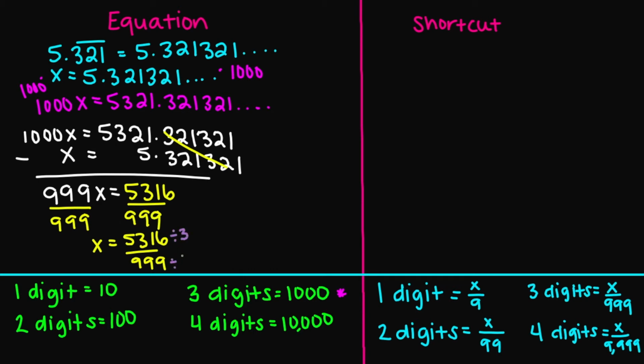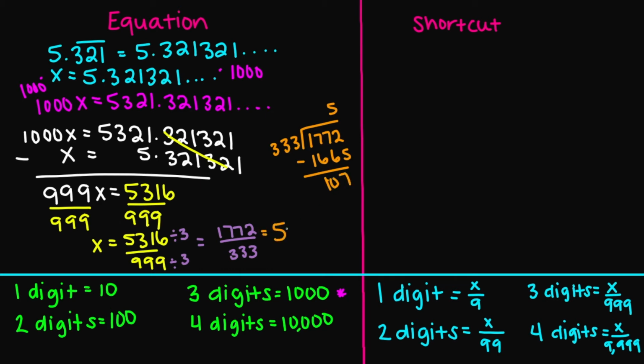So let's go ahead and simplify. So your numerator, you're going to get 1772. And then your denominator, you're going to get 333. So let's go ahead and just convert this really quickly into a mixed number. 333 goes into 1772. It goes in 5 times. 333 times 5 is going to equal 1665. And when you subtract this, you're going to get 107. So if you turn this into a mixed number, you're going to get 5 and 107 over 333.